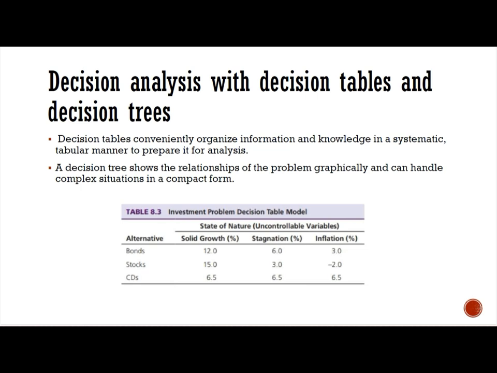Decision trees. An alternative representation of the decision table is a tree. It shows the relationship of the problem graphically and can handle complex situations in compact form. However, a decision tree can be cumbersome if there are many alternatives and states.